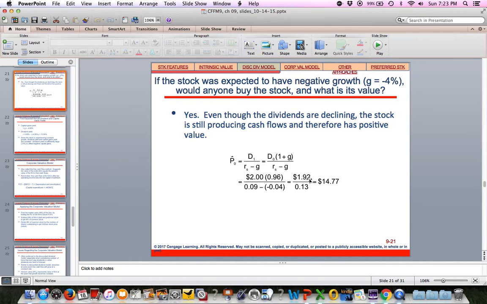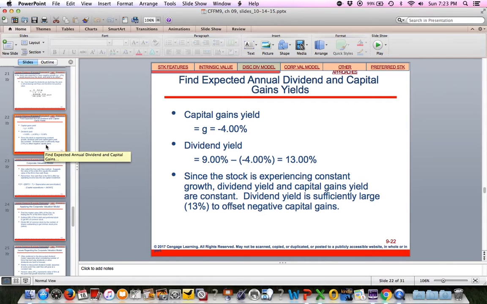D1 becomes 192 because now my dividend goes down by 4%. And then down here, I've got my required rate of return of 9 minus a negative growth rate, basically. And so it becomes 13. So my stock price is pretty low, but somebody would still buy it. So my capital gain yield is negative, but my dividend yield is a large positive. So dividend yield is offsetting capital losses, basically, is really the way to think about that in this example.